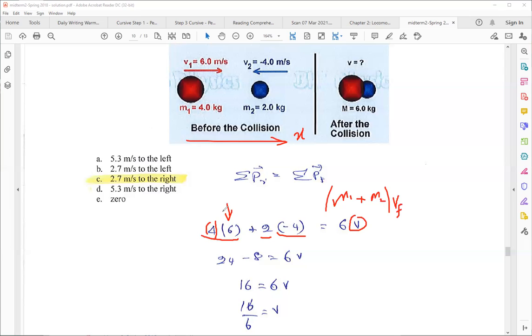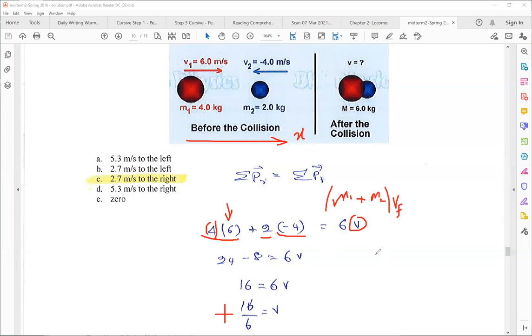So in the end, you have all the known values on the left side. You end up with 24 minus 8 equals 6v. And 16 equals 6v, which means the final velocity is 16 over 6, roughly 2.7 meters per second. And it's to the right. Why to the right? Because it's positive.